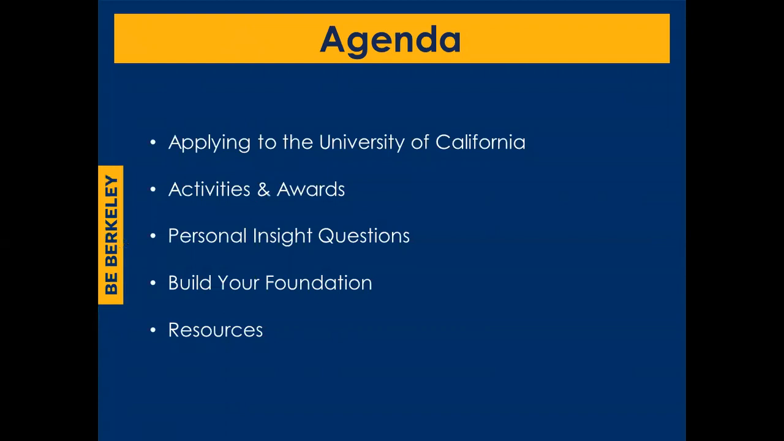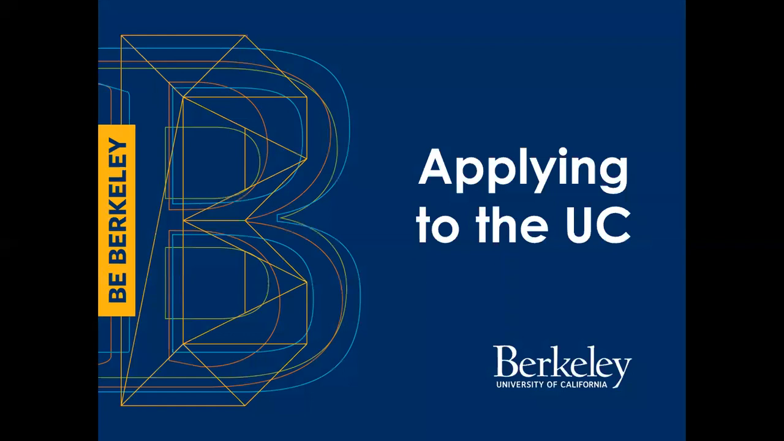We're going to talk about 5 different things today. We'll talk briefly about applying to the University of California and the requirements that we are looking for. And then we'll dive into a little bit more detail when talking about the activities and awards section and the personal insight questions. We'll then give you a writing strategy on how to start to build a foundation to answering the personal insight questions. And lastly, we'll end with a few resources that can help you as you navigate this process. So we're going to start with applying to the UC.